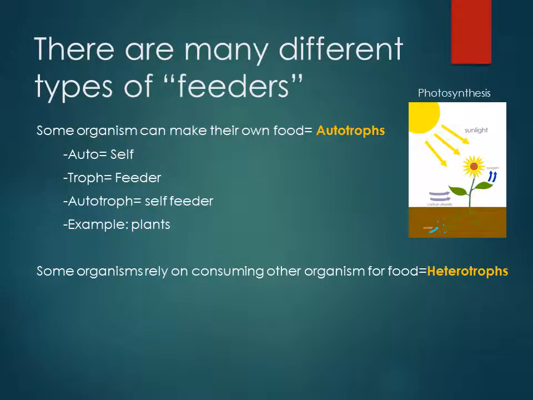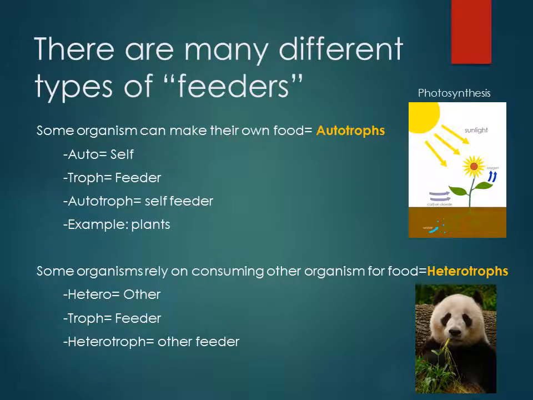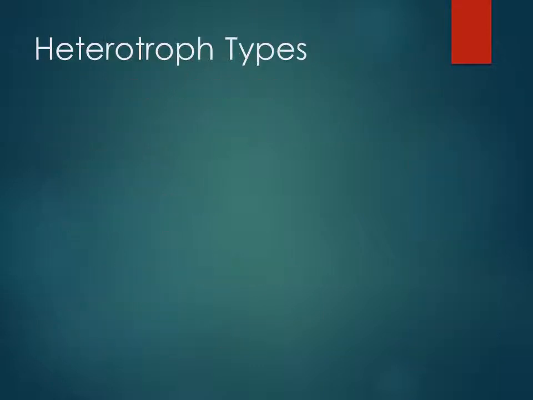Some organisms rely on consuming other organisms for food. These are known as heterotrophs. Hetero means other. Troph, again, means feeder. So what does that put together? Heterotroph means other feeder. Some examples. Panda bear. The panda did not create its own food by itself. It found food, in the case here, it found some bamboo, and is consuming it to gain energy.